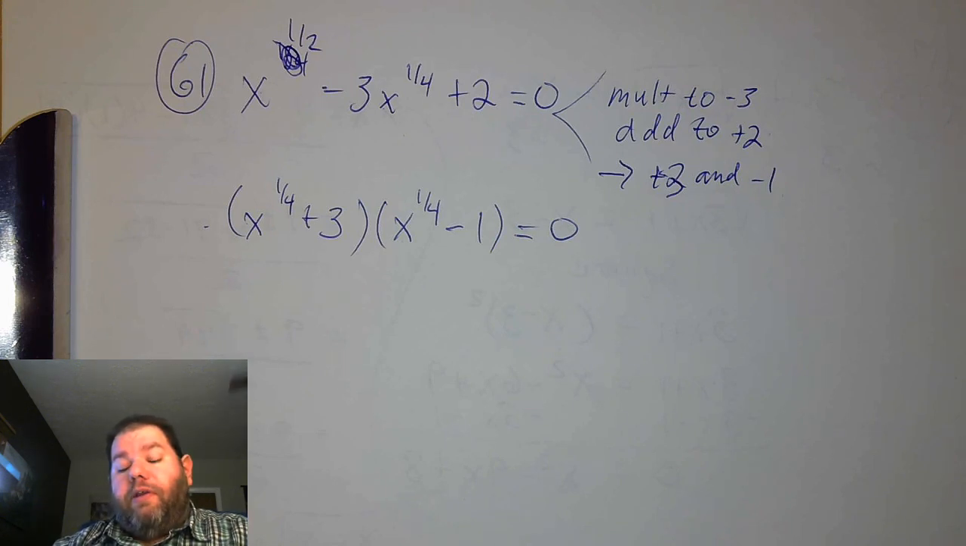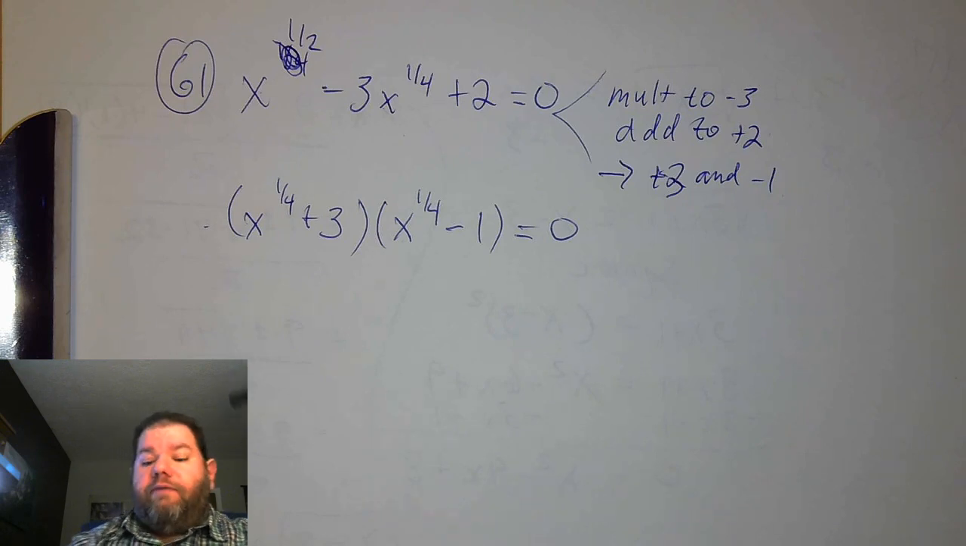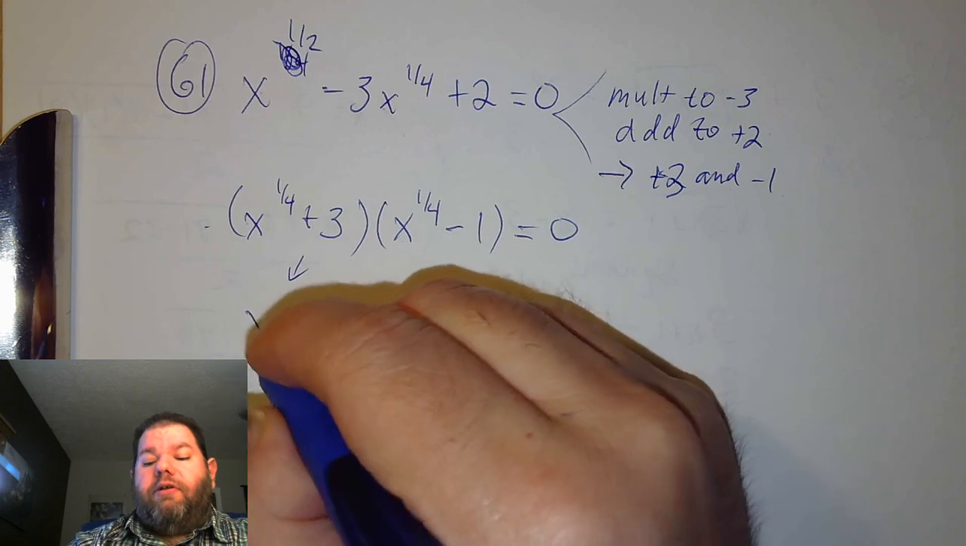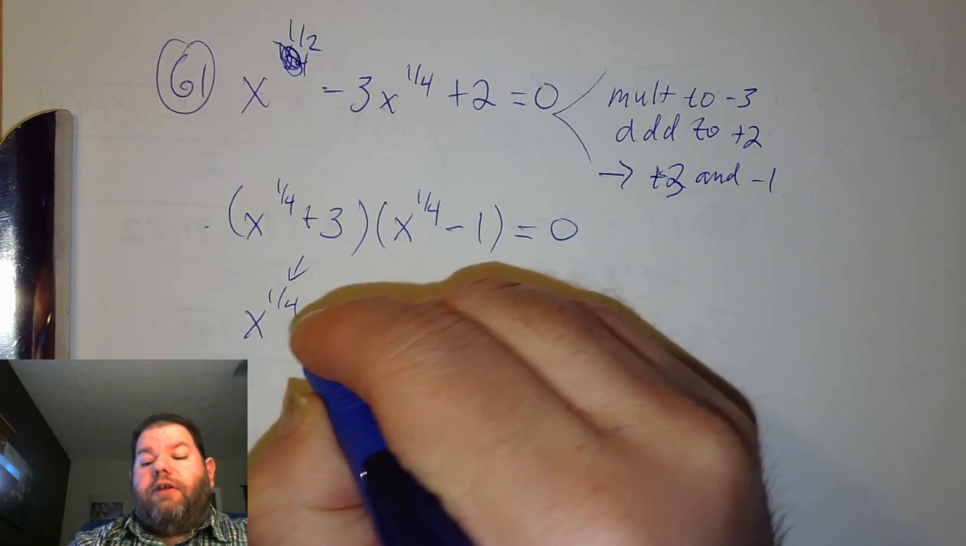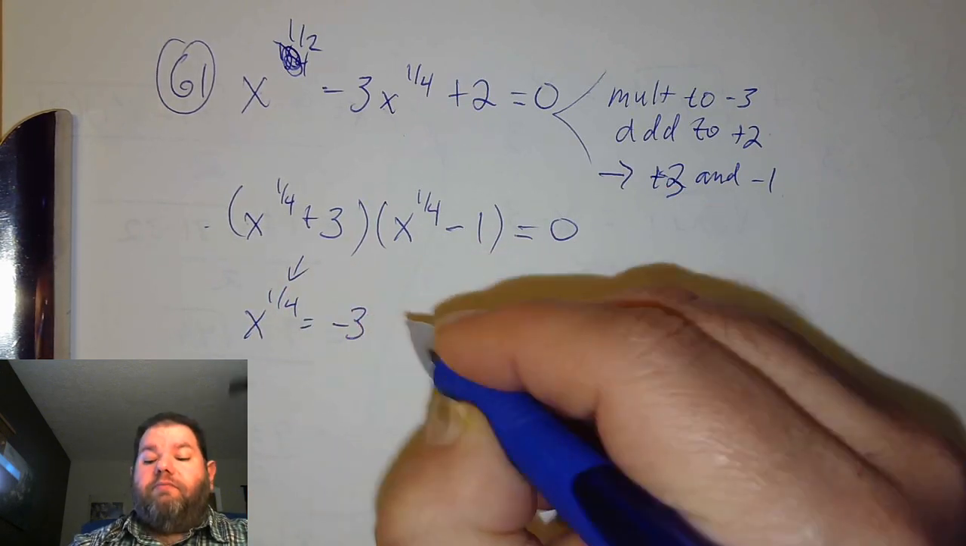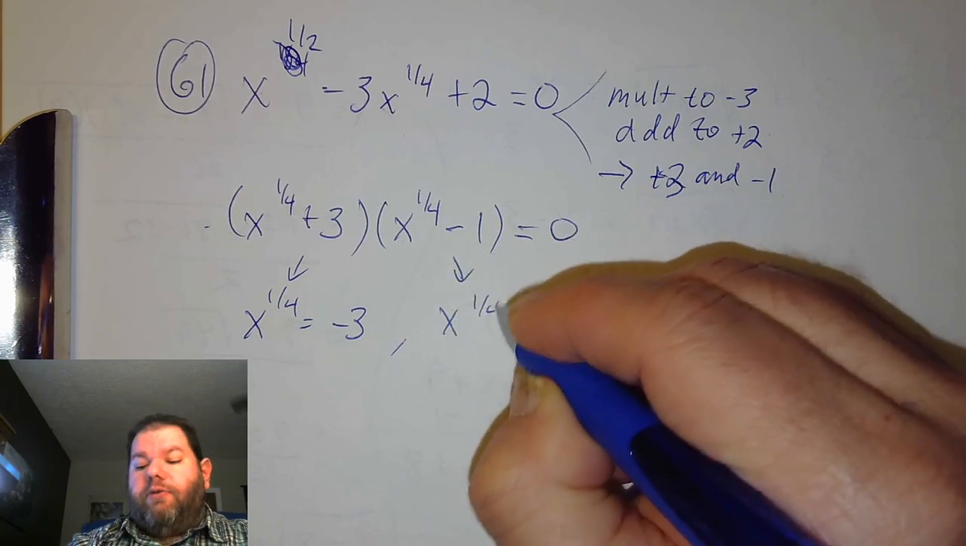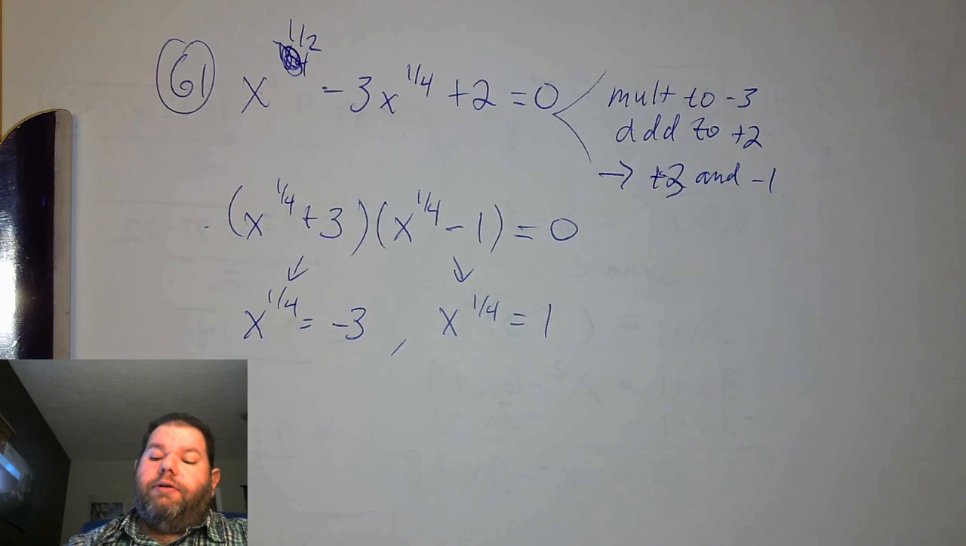Now, we can go ahead and go through and solve these. So, x to the 1/4 plus 3 equals 0. So x to the 1/4 equals negative 3. And x to the 1/4 equals 1.